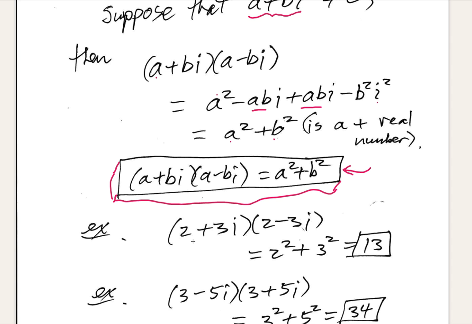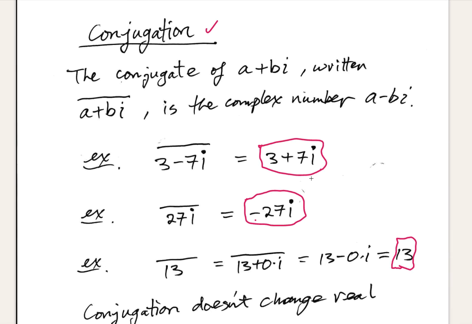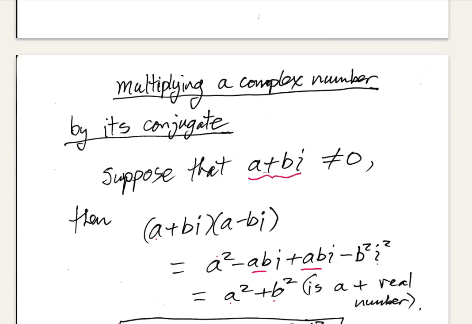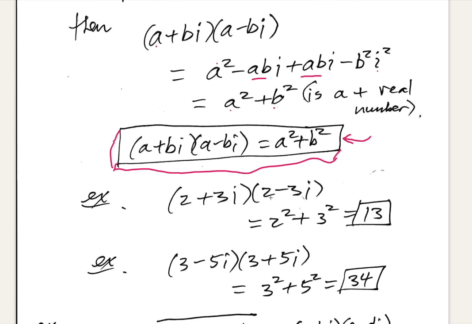Okay, let's take an example. 2 plus 3i times 2 minus 3i. I'll have a equals 2 and b equals 3, so it's going to be 2 squared plus 3 squared, without going through all that stuff up here. This is easier and quicker than that now. I know it's 2 squared plus 3 squared. What's that? 13. How about 3 minus 5i times 3 plus 5i?